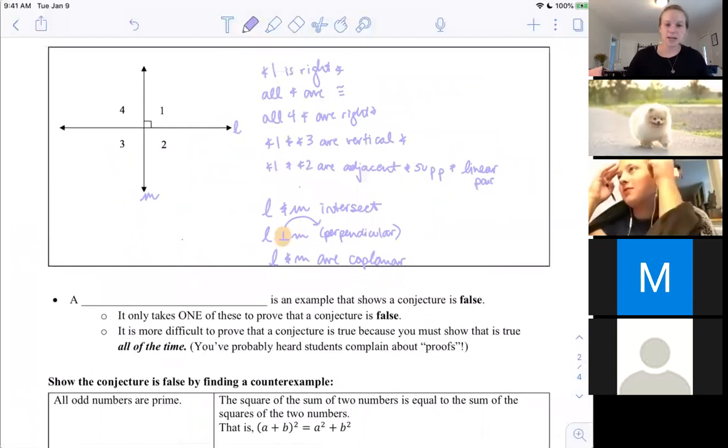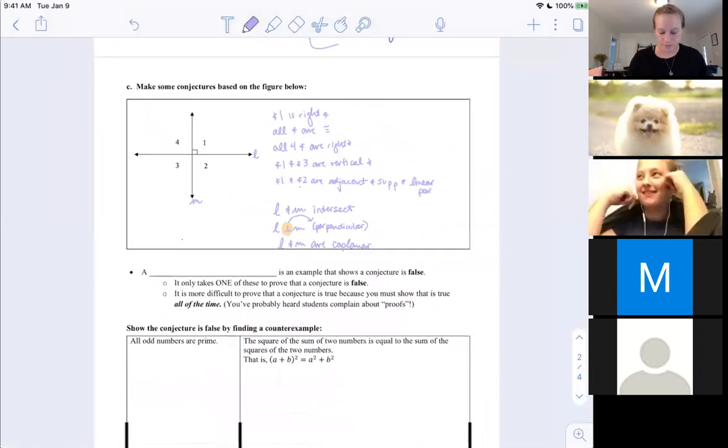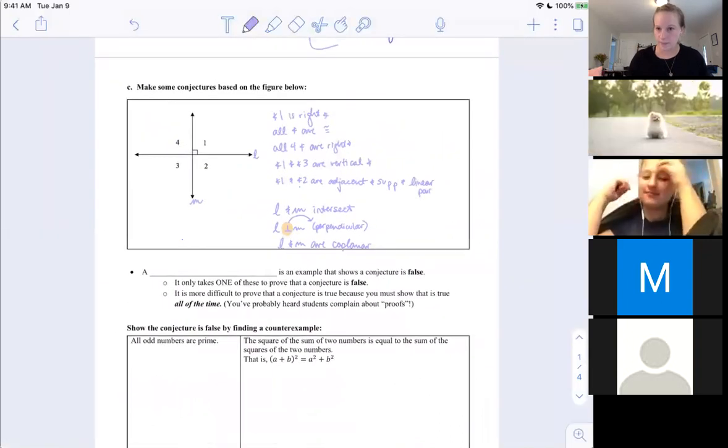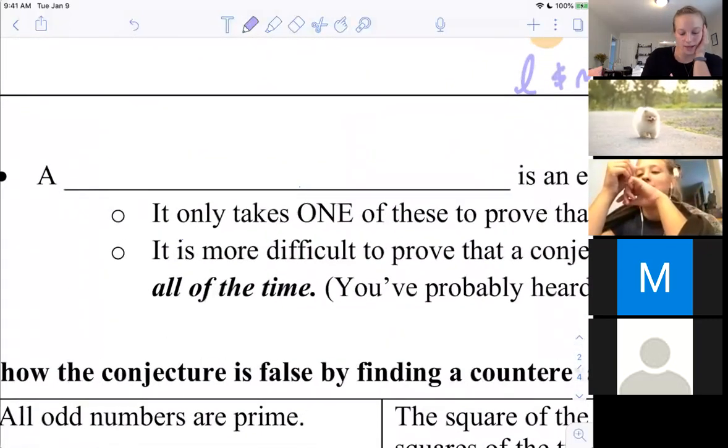All right, so we just made a ton of conjectures. If I ask for one, I just want one of those things to be true. All right, any questions so far? Okay, the last concept we're going to talk about today is something called a counterexample.